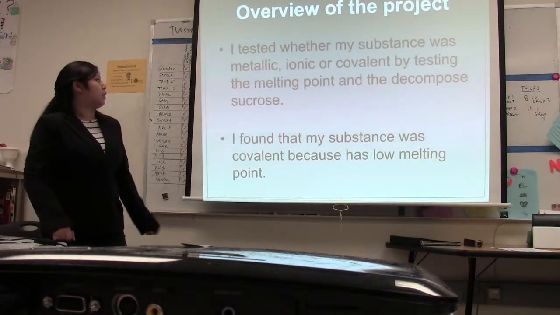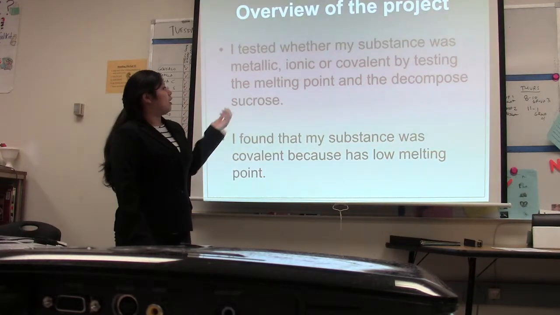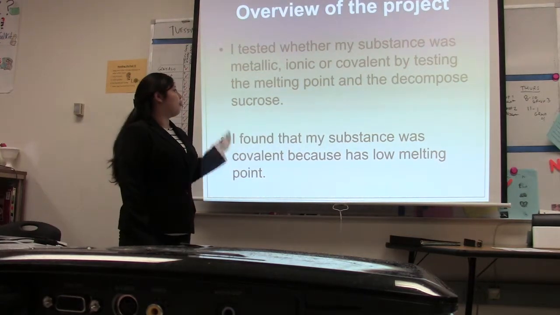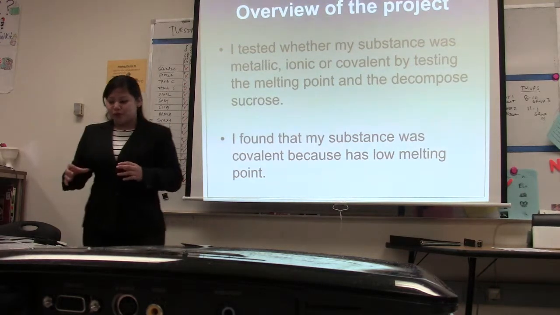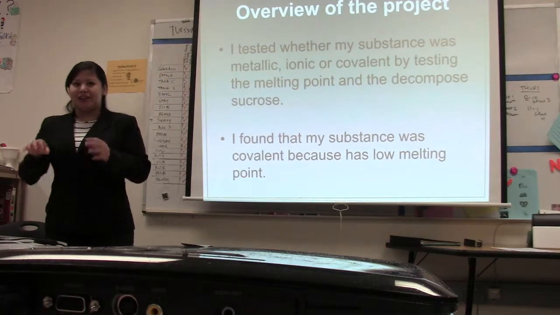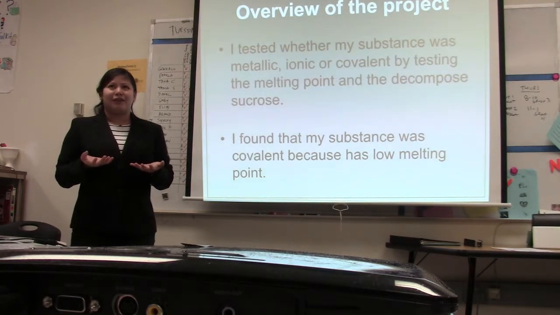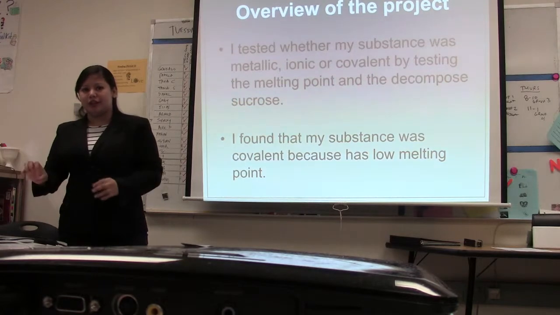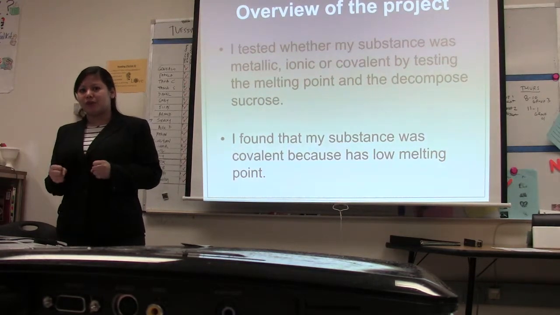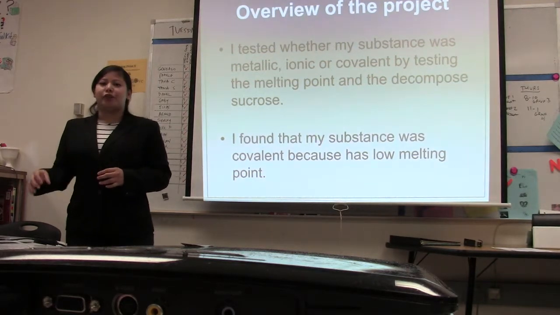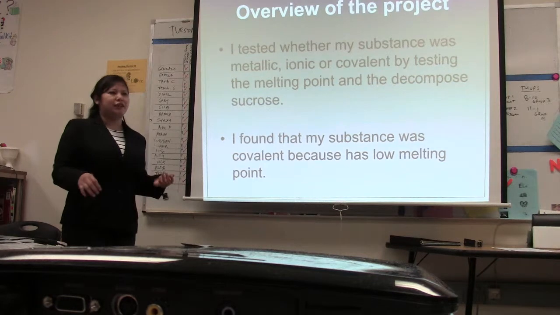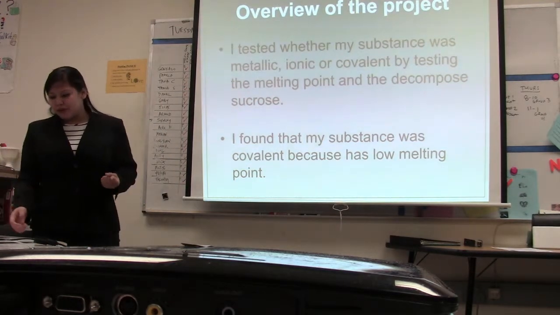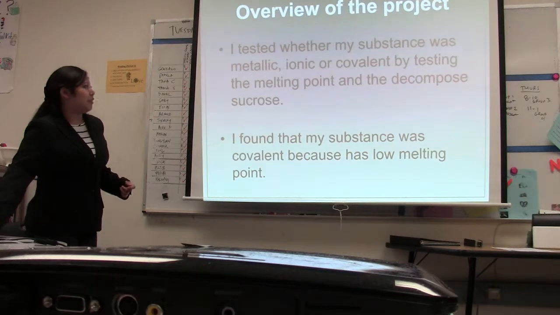In the overview of the project, I tested whether my substance was metallic, ionic, or covalent by testing the melting point. I remember we put a little thing on the table, a metallic thing, and then we put our substance in there, and then we put heat, and we saw that our substance melted very fast, in 58 seconds. Sorry, so it was about a minute. And then we started thinking about another thing.